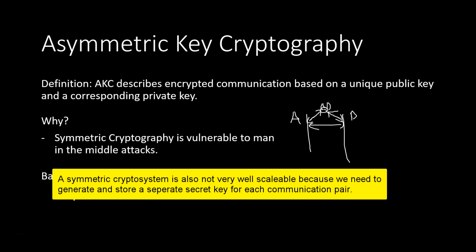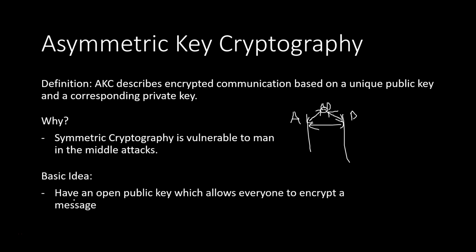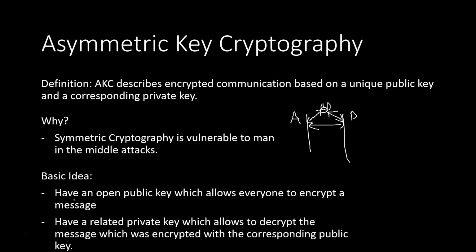So here's the idea to solving this problem. As you can guess from the name asymmetric, we now have two sides involved. So for one, we have an open public key which allows everyone to encrypt a message, and we have a related private key which allows to decrypt the message which was encrypted with the corresponding public key. Let's see how this idea would play out with Alice and Bob.